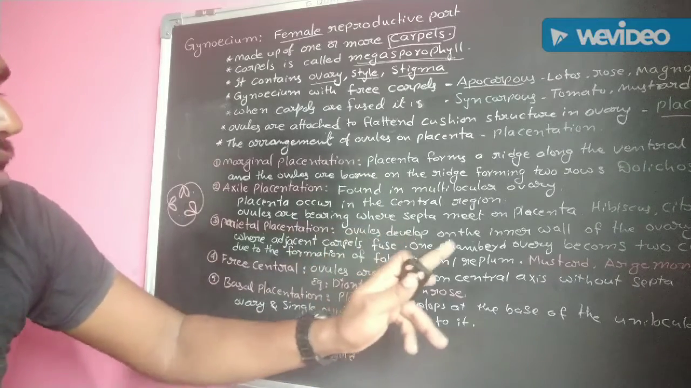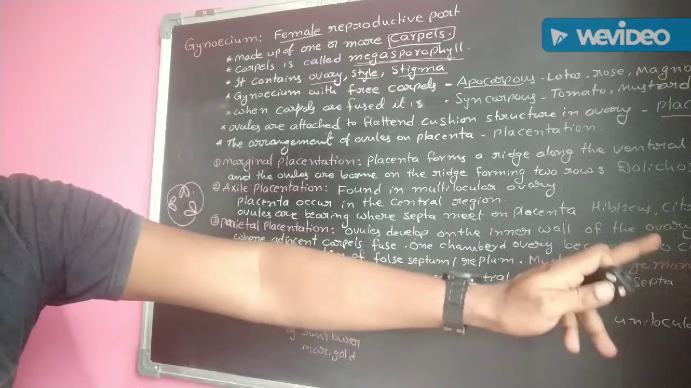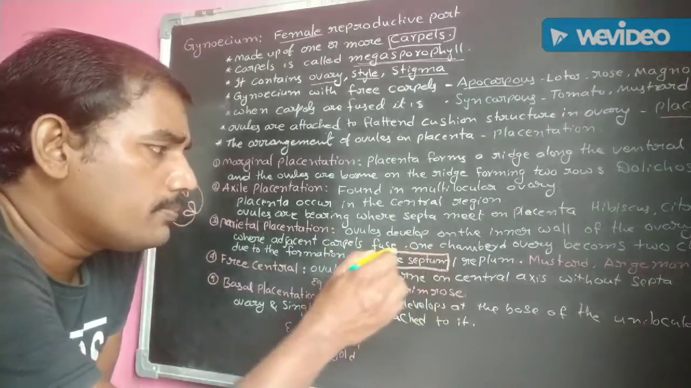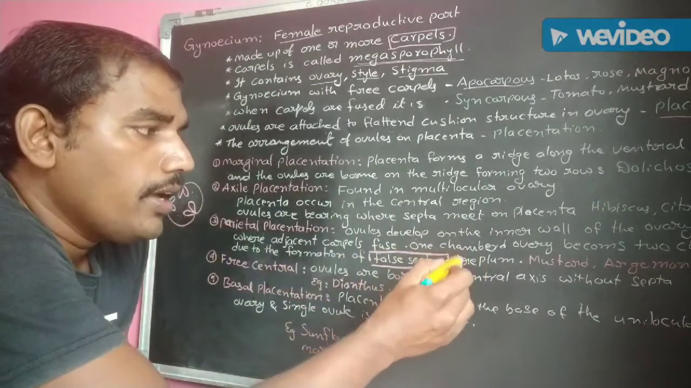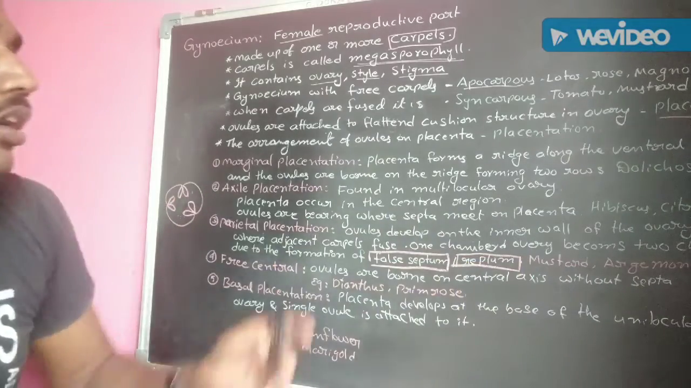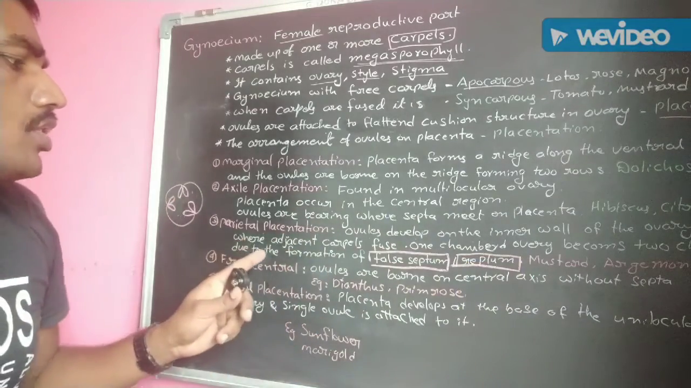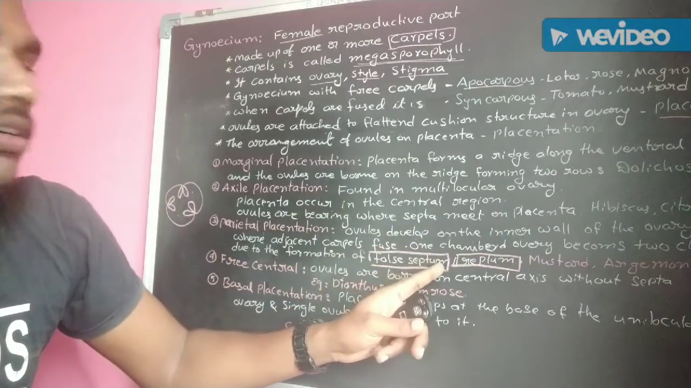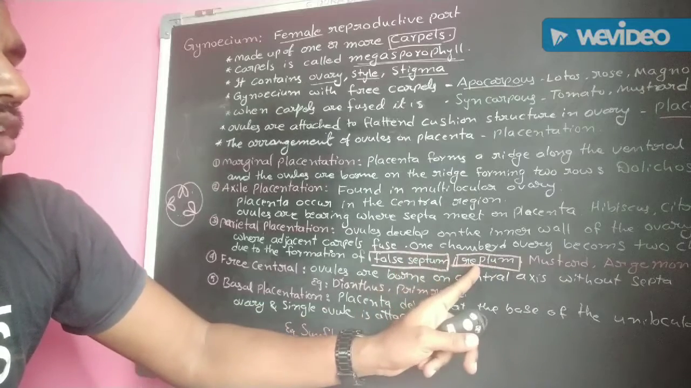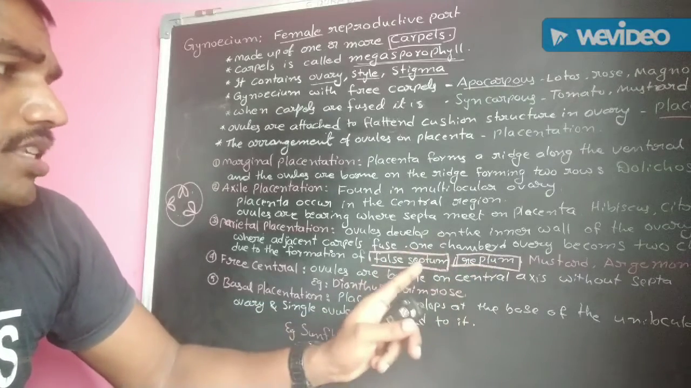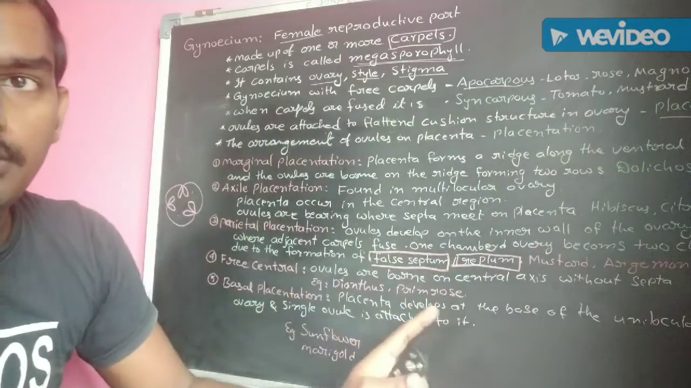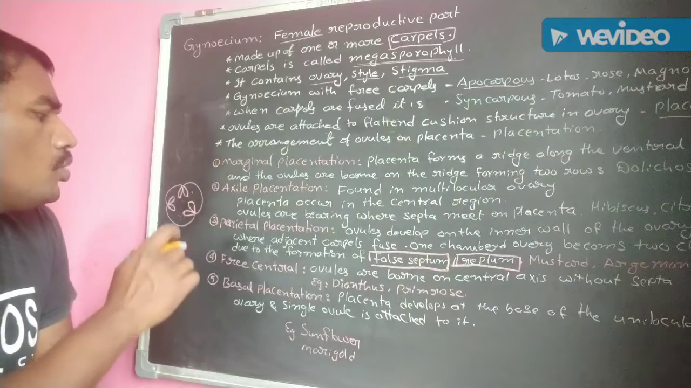Next, a one chambered ovary becomes two chambered due to the formation of a false septum or replum. Remember this word, very very important. The two chambers are due to the formation of a false septum, also known as the replum. Due to this, one chamber becomes two chambered.